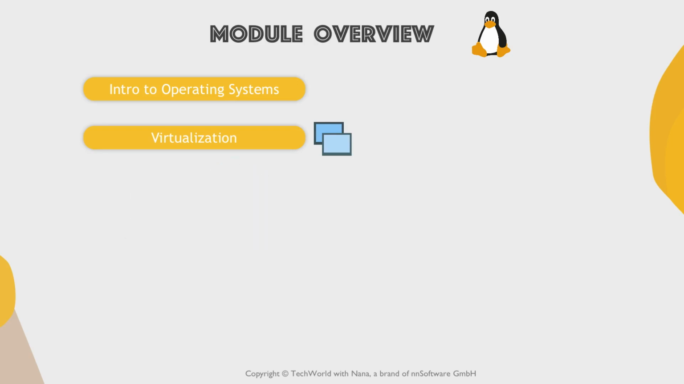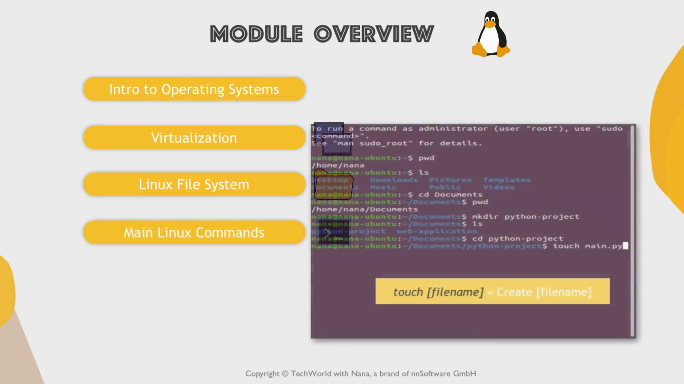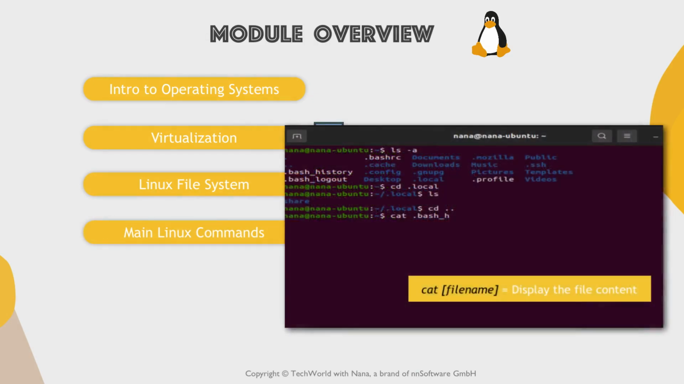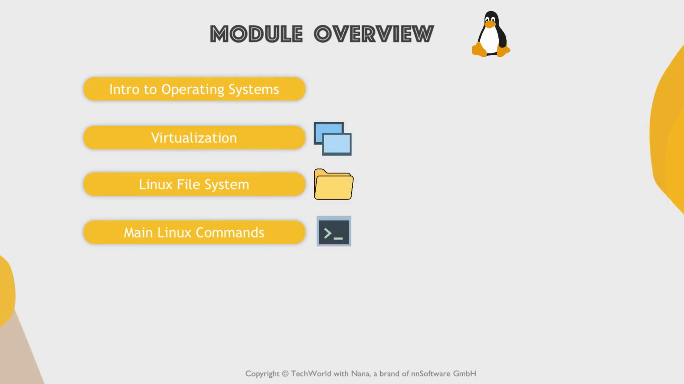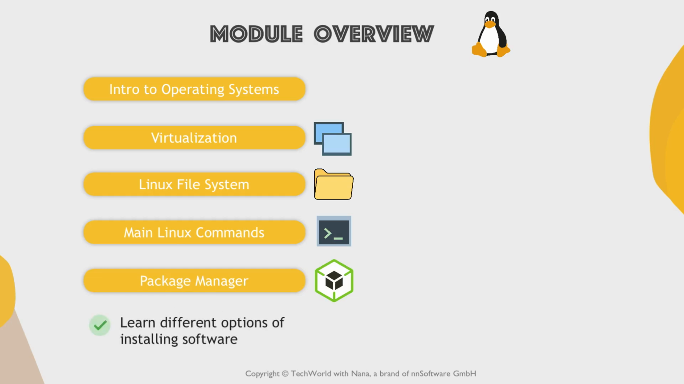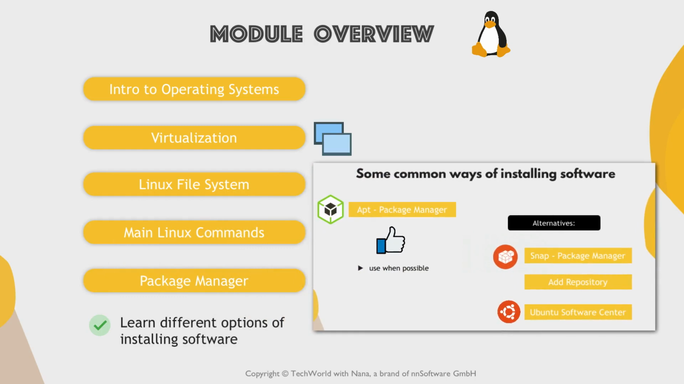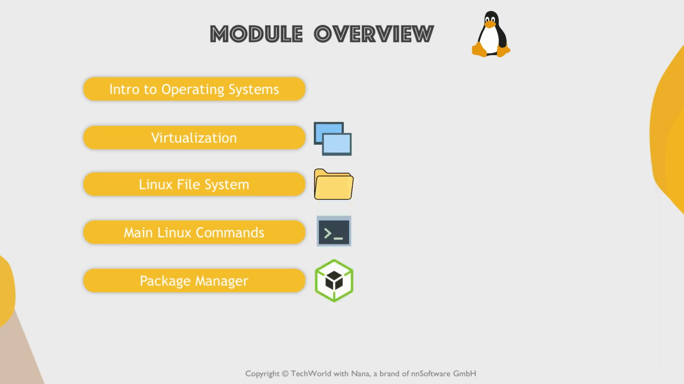After that, we will cover all the Linux essentials such as Linux file system and how it is structured, as well as main Linux commands to gain confidence working with Linux command line interface. As a DevOps engineer, you will often need to install different software and tools on servers. So learning about all the options of installing software on Linux and how it actually works in the background are important skills you will learn next.